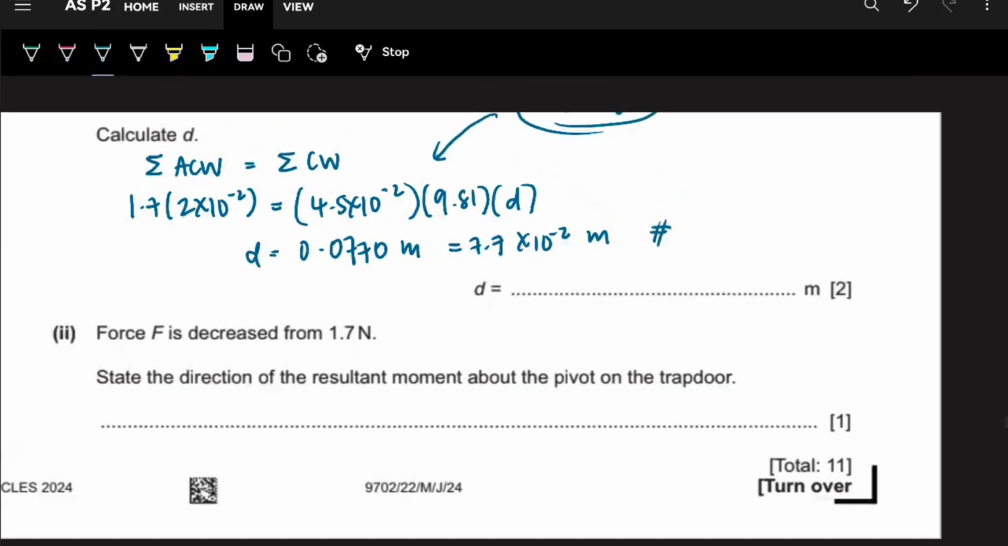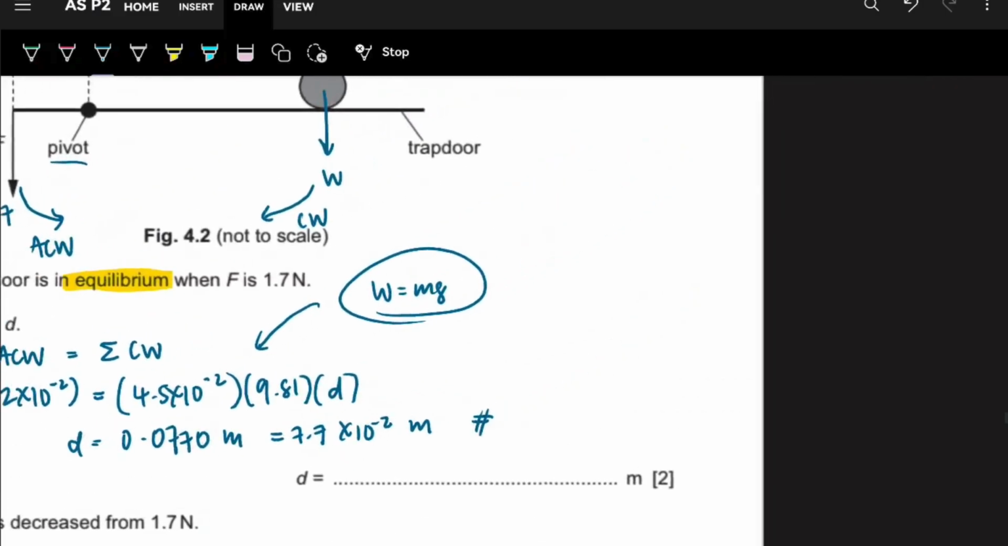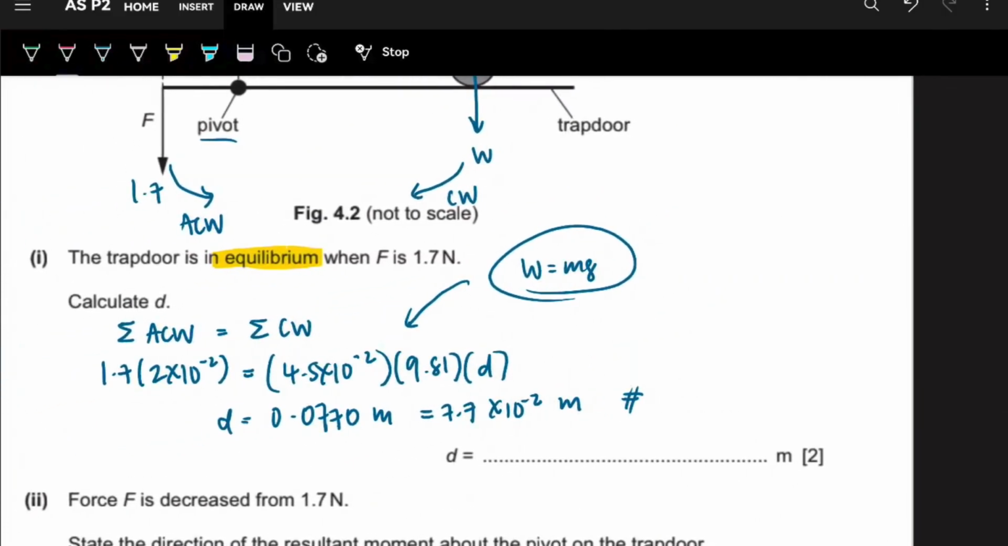Force F is decreased from 1.7 Newton. State the direction of the resultant moment about the pivot on the trapdoor. So another way to calculate resultant moment is you take the clockwise minus anti-clockwise. Actually, not really minus. Clockwise, you set as positive. Anti-clockwise, you set as negative. That's why it's minus.